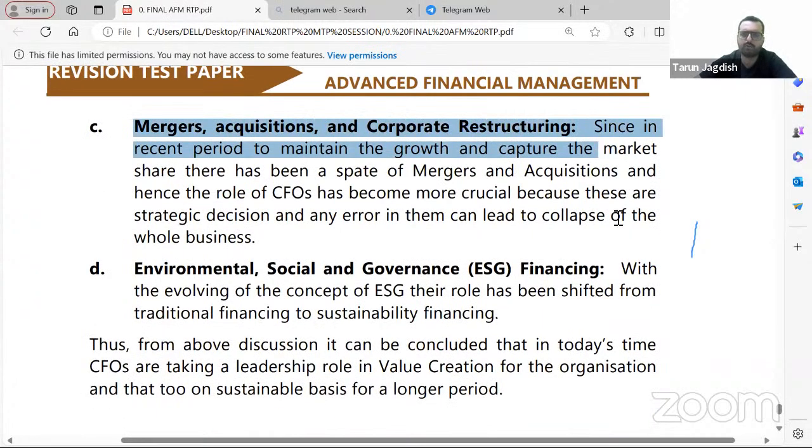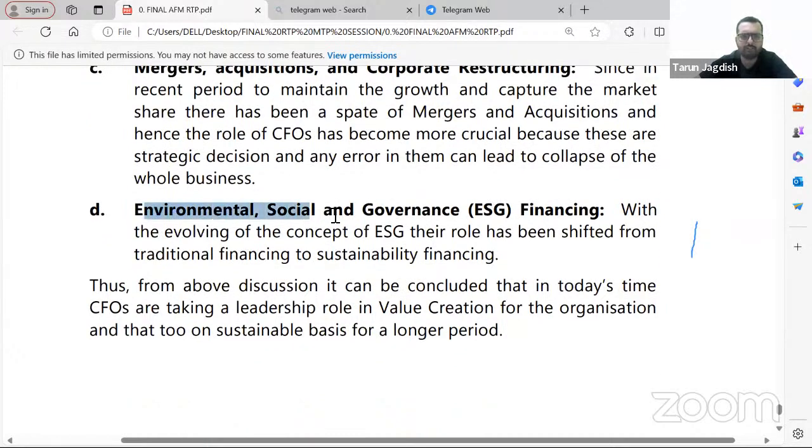Mergers and acquisitions are also something CFOs are doing these days. Last point, environmental, social, and governance financing. With the evolving concept of ESG, the role has shifted from traditional financing to sustainability financing. Let me explain this to you. Environmental financing, social financing, governance financing.